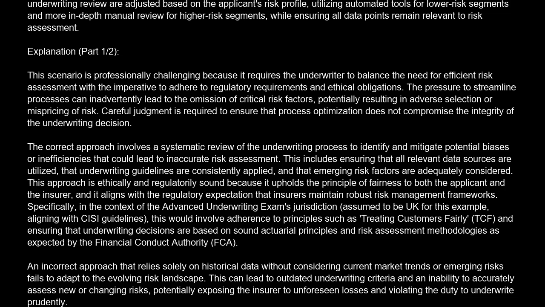The correct answer is B. Implement a tiered underwriting approach where the scope of medical information collected and the depth of underwriting review are adjusted based on the applicant's risk profile, utilizing automated tools for lower-risk segments and more in-depth manual review for high-risk segments, while ensuring all data points remain relevant to risk assessment.